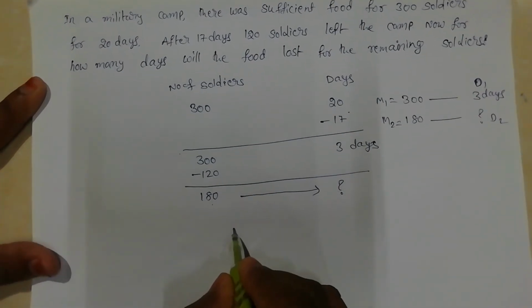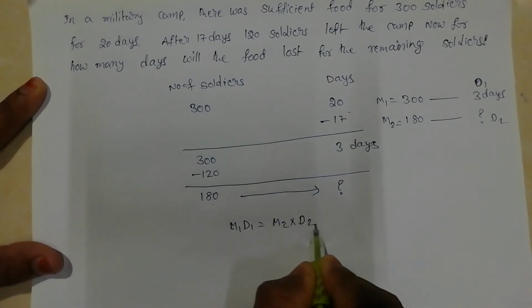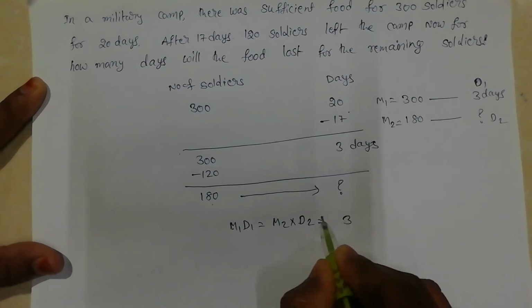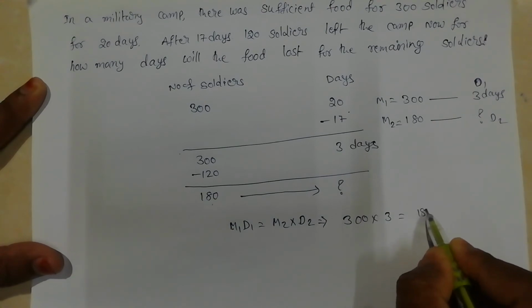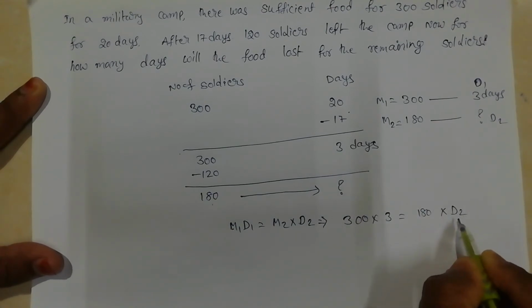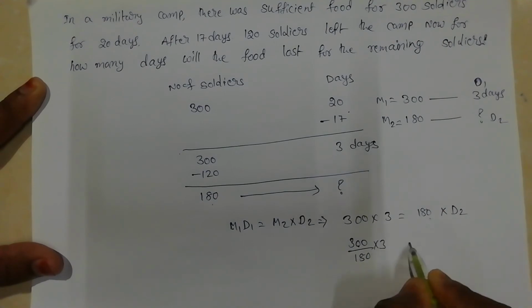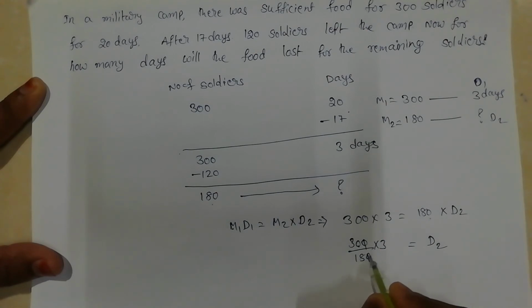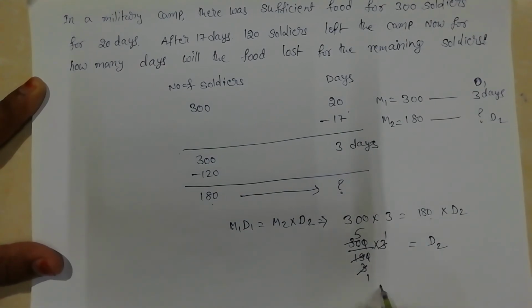We know the formula is M1 into D1 is equal to M2 into D2. Substituting these values, we get 300 into 3 is equal to 180 into D2. Now I'm transposing this 180 to the other side of the equation. 300 by 180 into 3 is equal to D2. The zeros get cancelled. 6 3s are 18, 6 5s are 30, 3 ones, 3 ones. So you get D2 as 5.